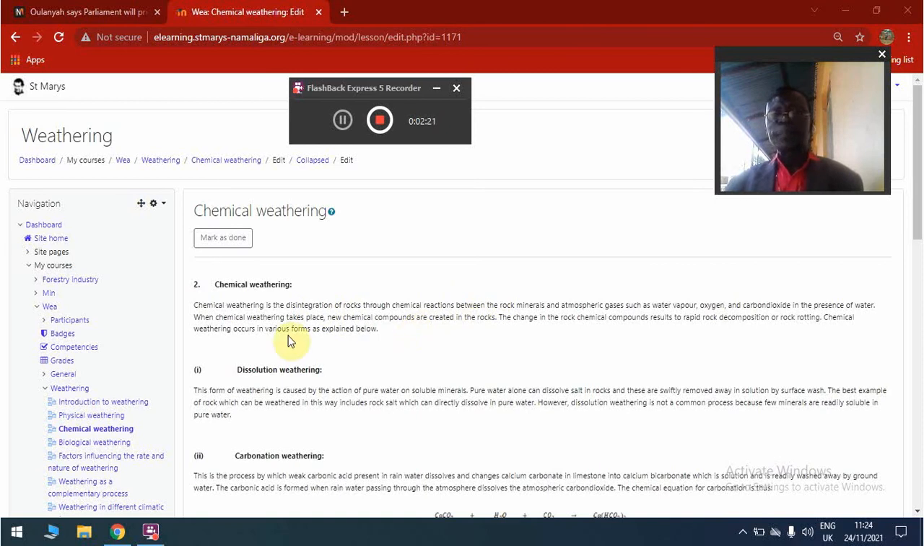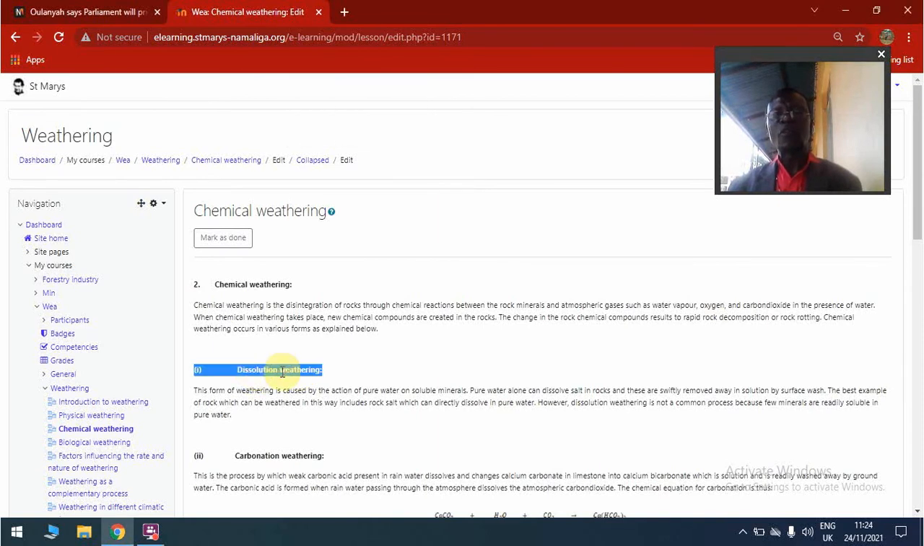Now, let's look at the various forms of chemical weathering. The first important form of chemical weathering is what we call the dissolution weathering. Dissolution weathering is a type of chemical weathering which is brought about by pure water dissolving certain soluble rock minerals, most importantly water. You know, some minerals, for example salt, can really dissolve in pure water.